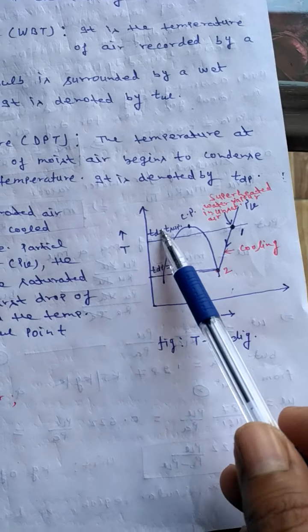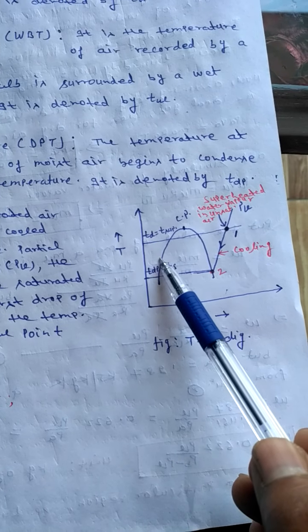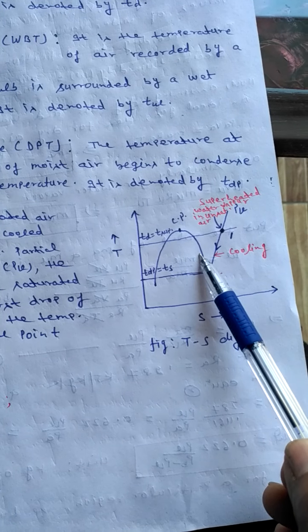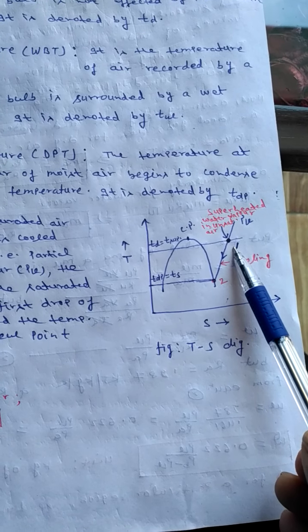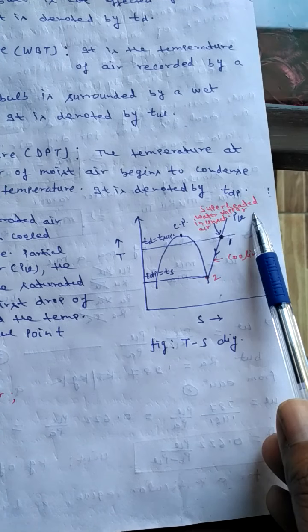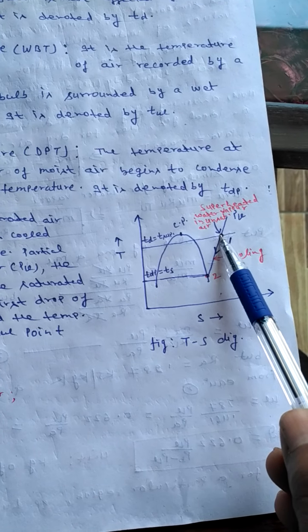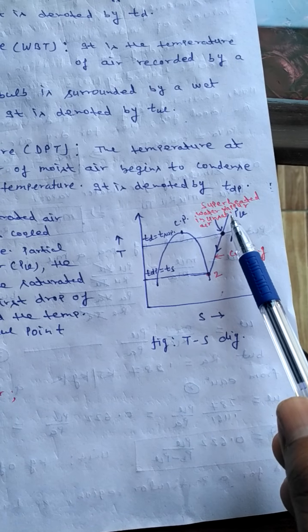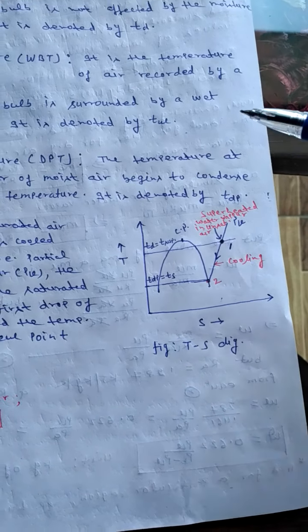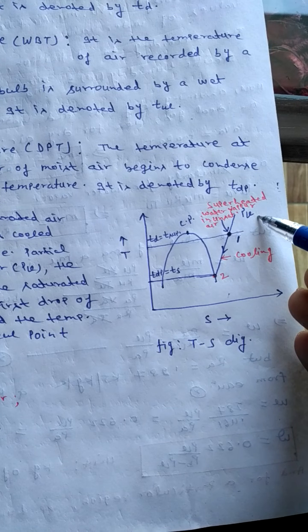This is the TS diagram. This is the critical point. This is the saturated liquid line. This is the saturated vapor line. As we know, the water vapor present in the air is in a superheated condition. So let's say this is point 1. This is the superheated water vapor in the unsaturated air, and the partial pressure of water vapor we already know, that is PV.